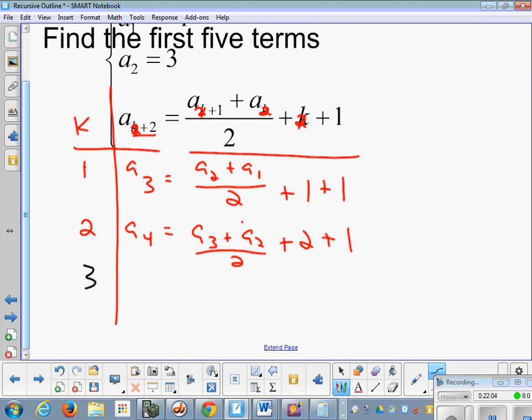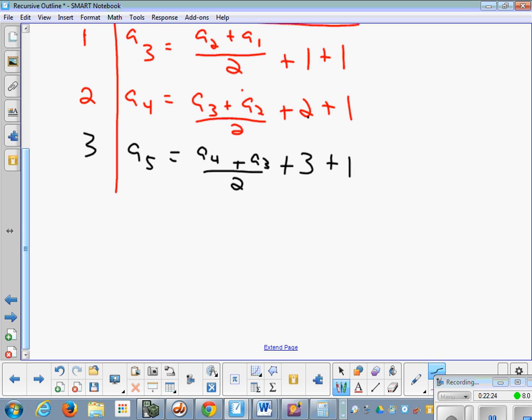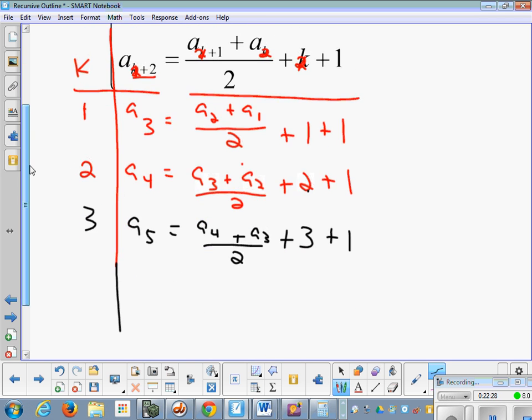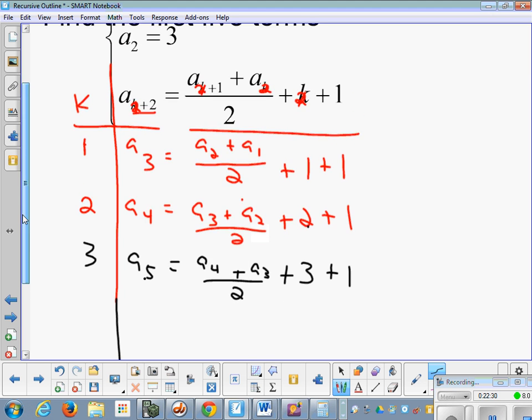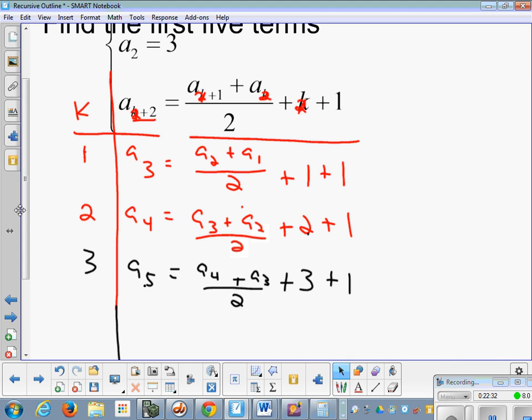Now, let's see if I can do this by looking at the pattern. A sub 5: 3, 4, 5. It's A sub 4, A sub 3, plus A sub 3, A sub 2, over 2, plus 3, plus 1. That 1 stays the same. How many terms am I looking for? The first 5, and that would get me to the 5. So now let's plug in my values.